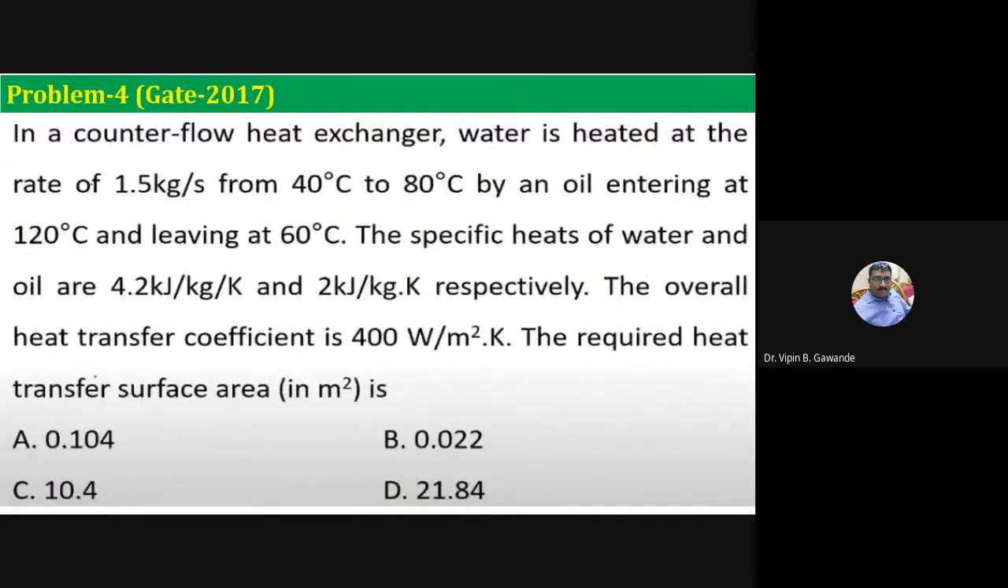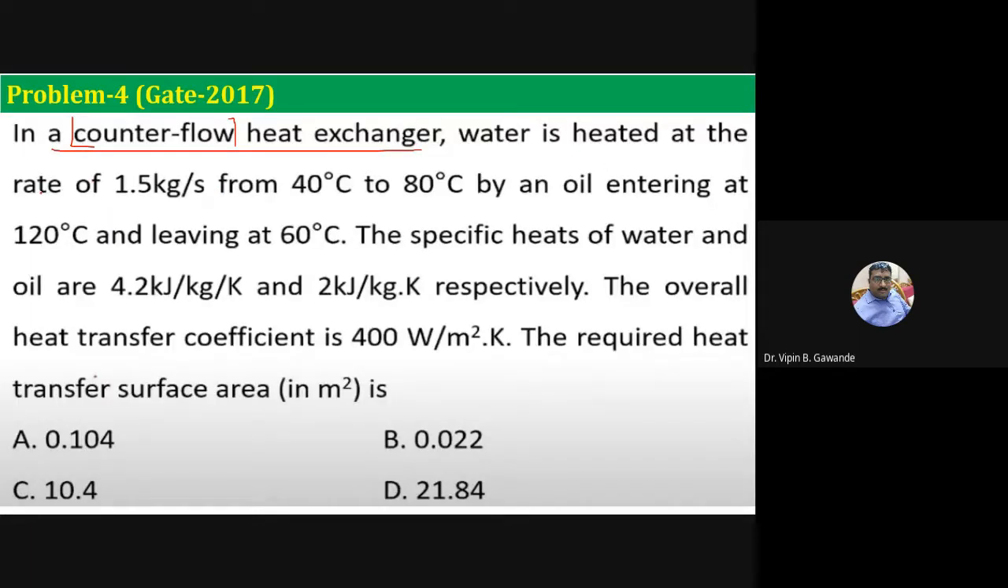Okay, the fourth problem. Here it is a counter flow heat exchanger. See, it is specifically mentioned that it is counter flow. Now what will be the diagram for this counter flow? Just practice the diagram every time, and the other things will be very simple for you. So this is TC1 and this is TC2. These are the diagrams for the counter flow heat exchanger.